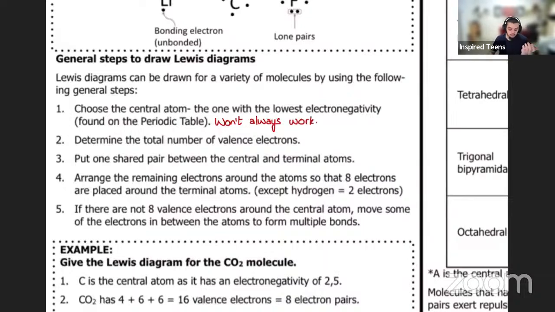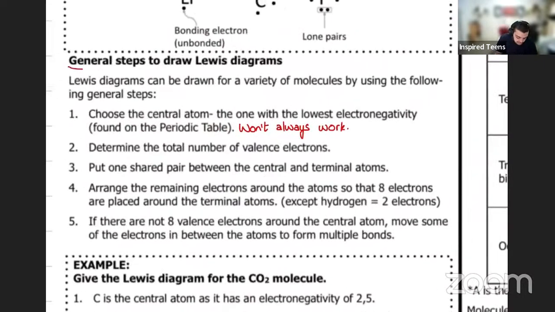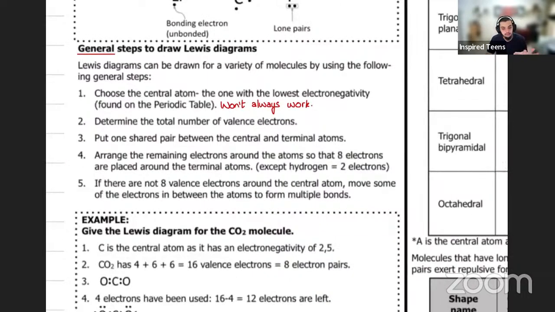It won't always work to choose the central atom. These are just general steps, generic general steps to solving the Lewis dot diagram. But that's what I'm saying: I feel like the better way to learn it is just to do a few more examples to get the hang of it, and know how all the basic examples work.